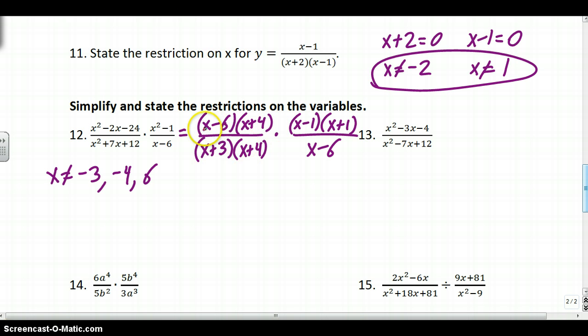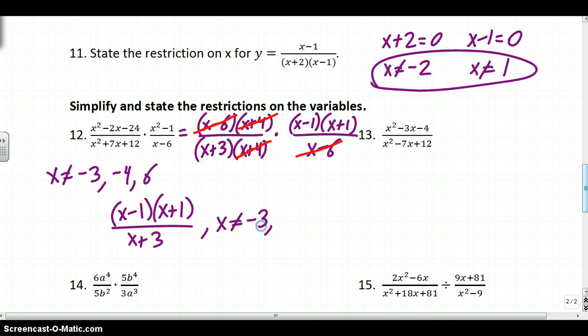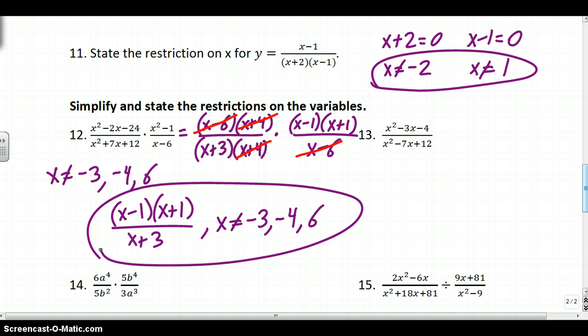Now we can cancel anything that's in the top and the bottom. So x minus 6 is in the top and the bottom. x plus 4 is in the top and the bottom. And there's nothing else left that'll cancel. So your answer is x minus 1 times x plus 1 over x plus 3, as long as x is not -3, -4, or 6. Not too bad.